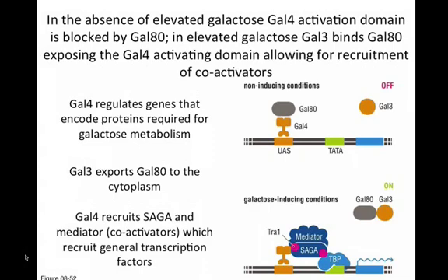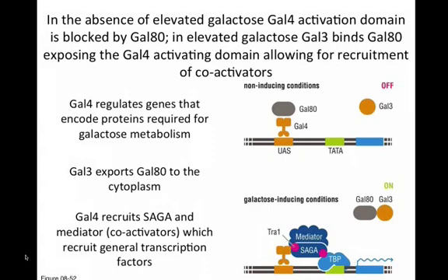So in the absence of galactose, GAL4 activation domain is blocked, right? Because it's regulating expression of genes required for galactose metabolism. If there's no galactose, it should be off, right? Do you want to metabolize galactose when galactose is not there? No, that seems silly, right? So here's the DNA binding site for GAL4.